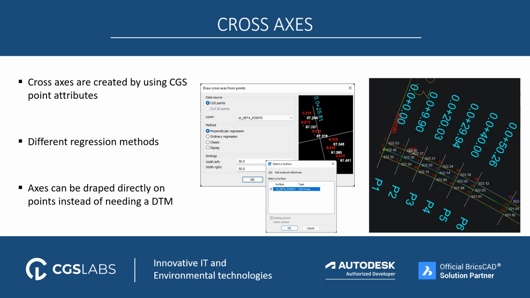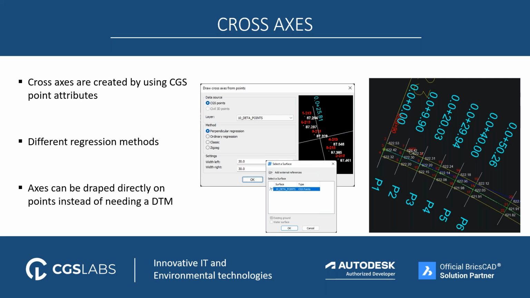Sample lines can be created by using CGS point attributes, as we did before. Here we can choose different methods for connecting these points. So usually we use the perpendicular method so that the sample lines are perpendicular to the longitudinal alignment.